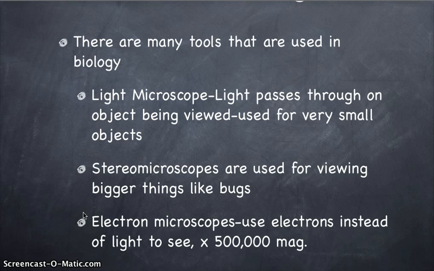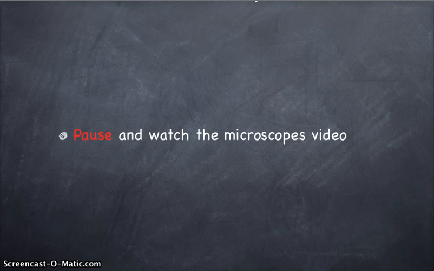An electron microscope is similar to a light microscope in that it passes something through the object we're viewing. The only difference is that a light microscope uses a beam of light and an electron microscope uses a field of electrons. These microscopes can magnify things up to 500,000 times their actual size. Please take a second to pause this video and watch the attached YouTube microscope video. When you are done, you may resume this lecture.